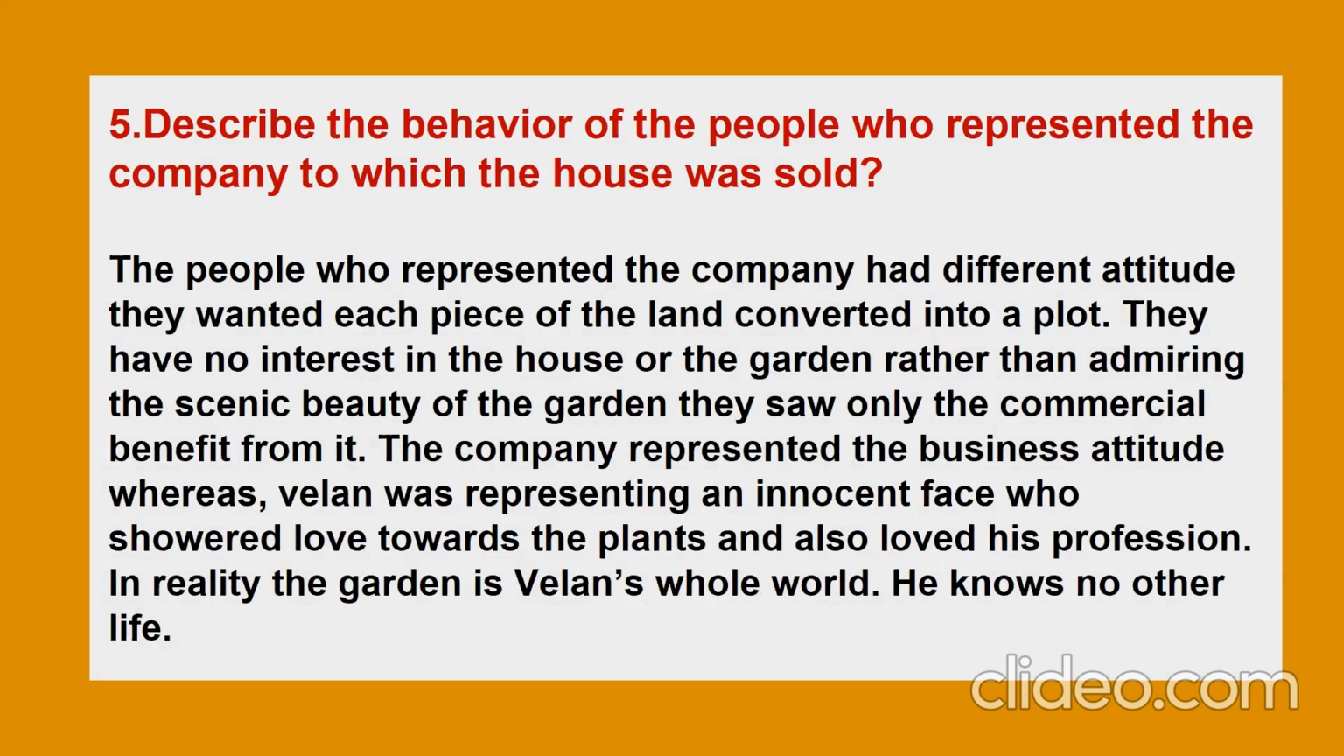Describe the behavior of the people who represented the company to which the house was sold. The people who represented the company had a different attitude. They wanted each piece of the land converted into a plot. They had no interest in the house or the garden. Rather than admiring the scenic beauty of the garden, they saw only the commercial benefit from it. The company represented the business attitude, whereas Velen represented an innocent face who showered love towards the plants and also loved his profession. In reality, the garden is Velen's whole world. He knows no other life.